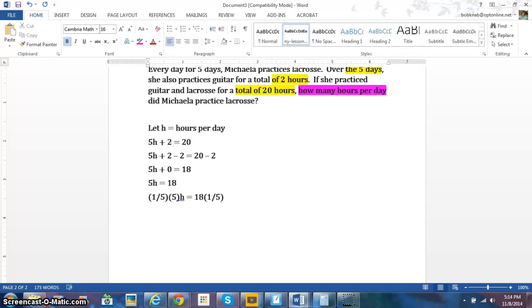Now we get the number of hours per day is 18 times 1/5, so that would be 18 over 5. And if we divide 5 into 18, 5 goes into 18 3 times, and there's 3 left over. So we have 3 3/5 hours per day.